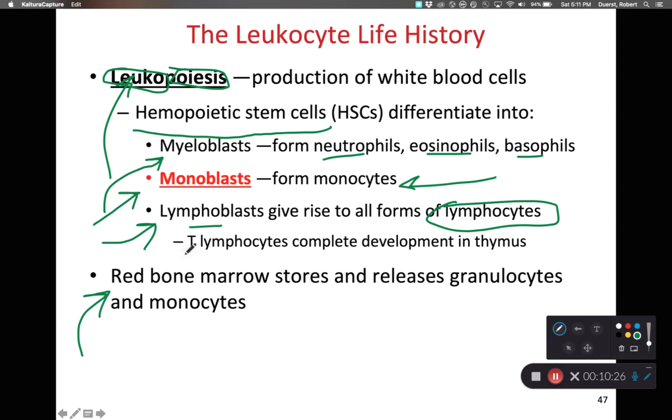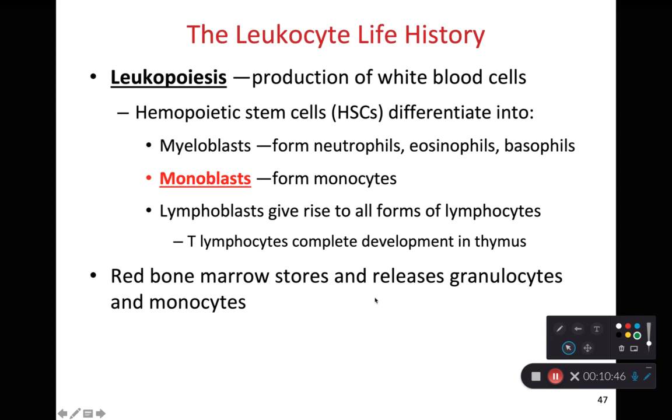The lymphocytes, notably the T lymphocytes in particular, are going to be finished off or have development completed within the thymus. And when you think of T lymphocytes, I want you to look at that T and think T for thymus. The T lymphocytes are going to mature within our thymus.